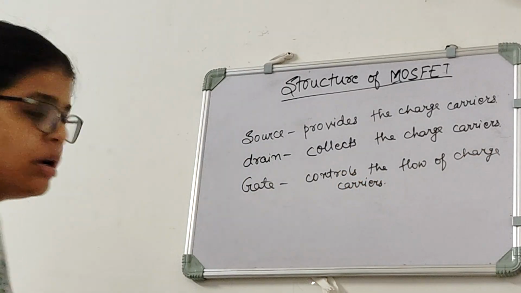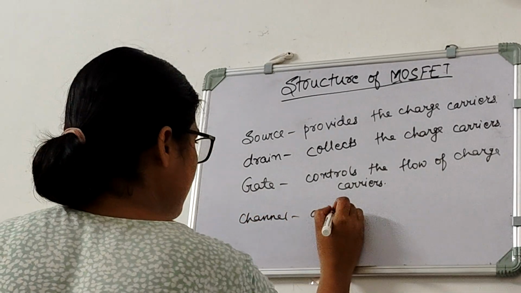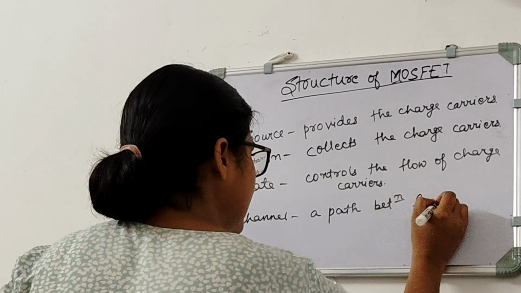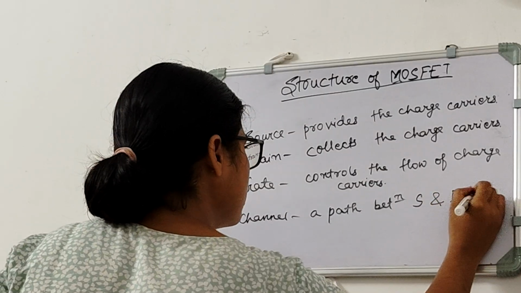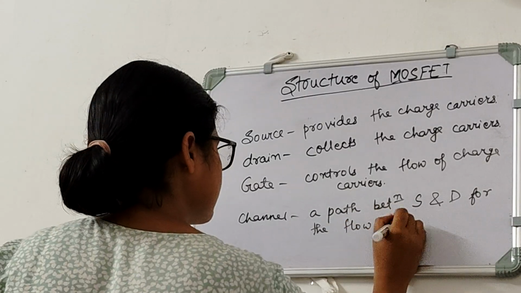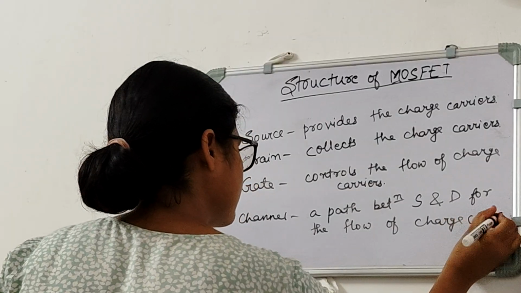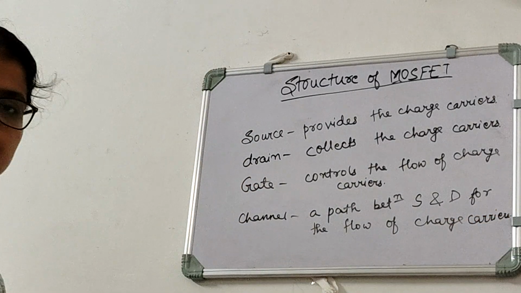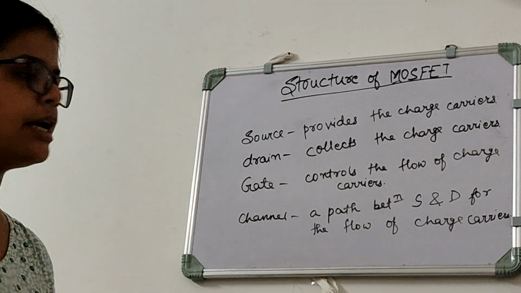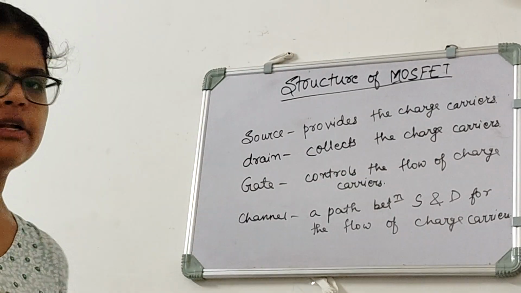And what is that channel for? Channel is just a path between source and drain for the flow of charge carriers. Okay. So our source provides the charge carriers, drain collects the charge carriers, gate controls the flow of charge carriers, and channel is just a path between source and drain for the flow of charge carriers.